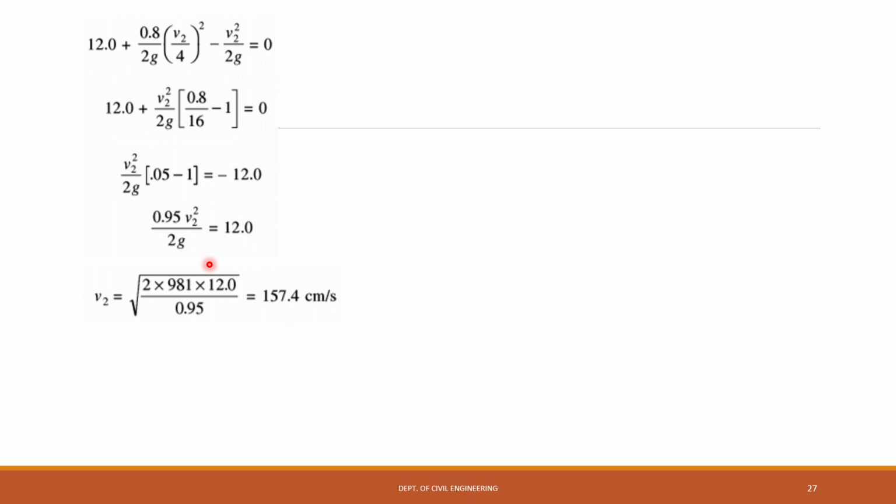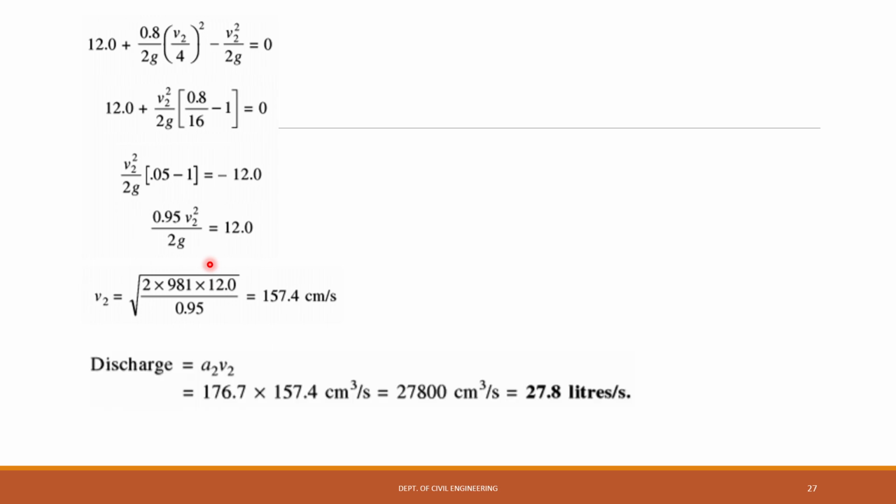Once you get the velocity at a particular section, the discharge can be found out using the equation Q is equal to area into velocity. So Q can be written as A2 into V2. Discharge Q is equal to A2 into V2, and the answer is 27.8 liters per second. So this is how you do this problem.